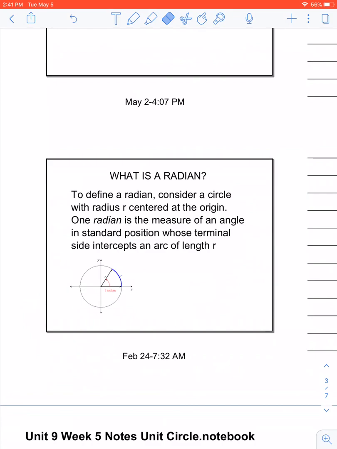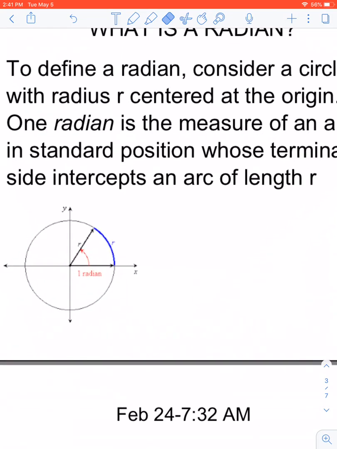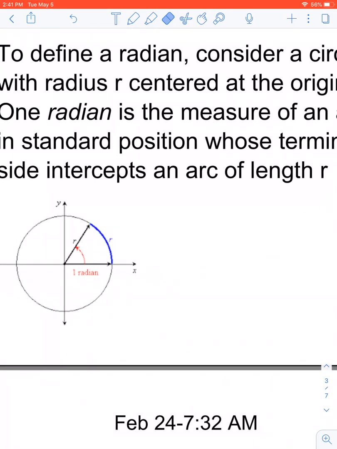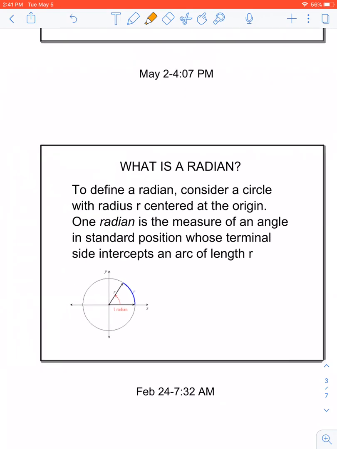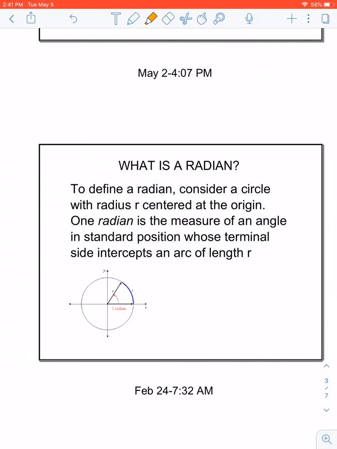A radian measurement, okay, a radian: you consider a circle with the radius r centered at the origin, like a graph in standard position. 1 radian is the measure of an angle in standard position whose terminal side intercepts an arc of length r, okay? So the radian is that measurement right here, that terminal side, and the length is your r. We didn't talk much about arc length this semester, but you will definitely do that next year. Okay, so that is what a radian measurement is.